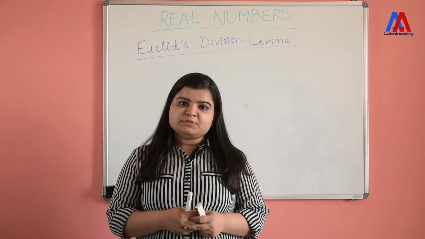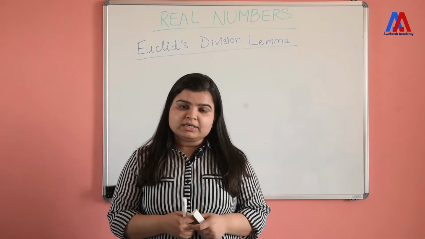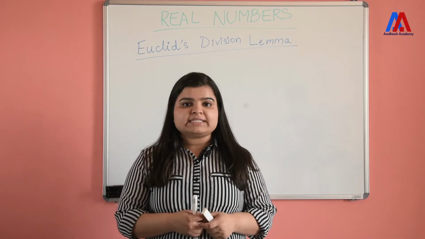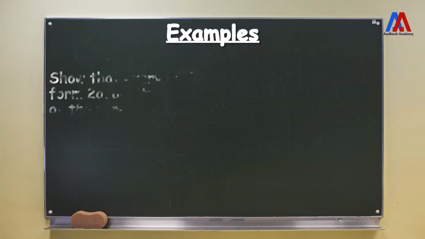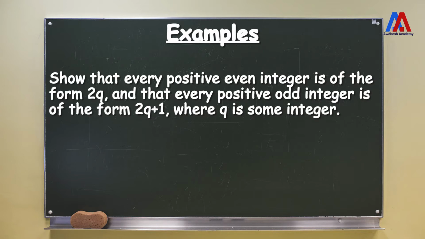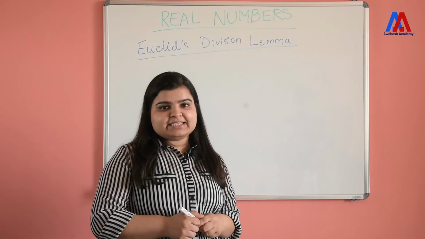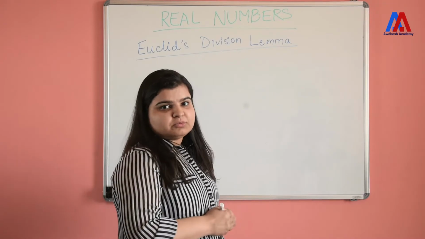Let's take a few problems based on Euclid's division lemma, which are very important from your exams point of view. So let's take the first problem. Show that every positive even integer is of the form 2q and that every positive odd integer is of the form 2q plus 1, where q is some positive integer. So let's get started with the solution of the problem.